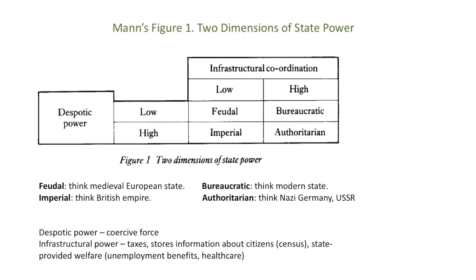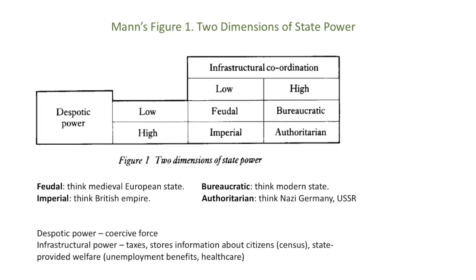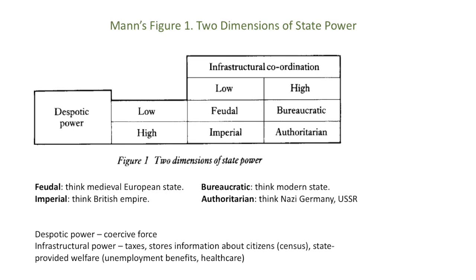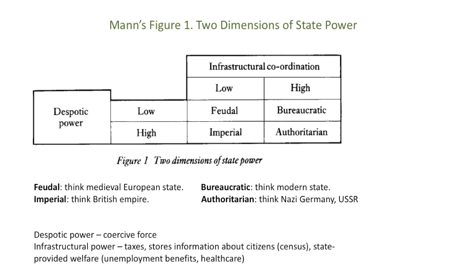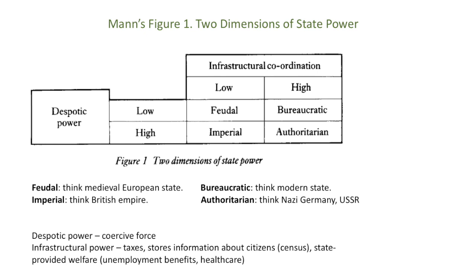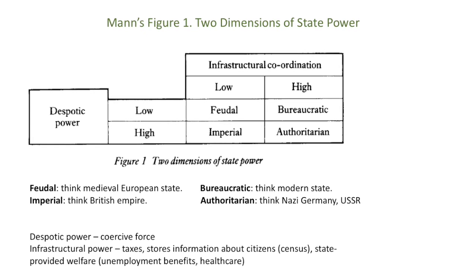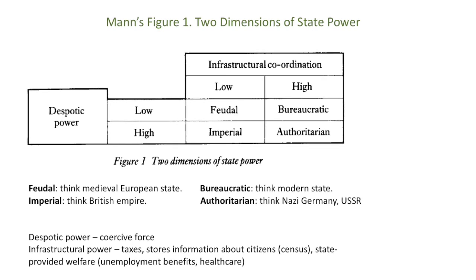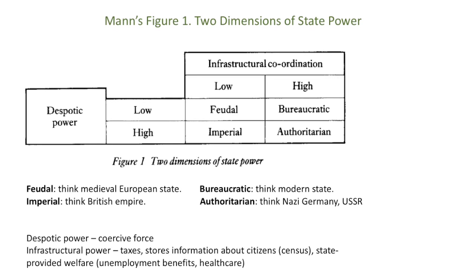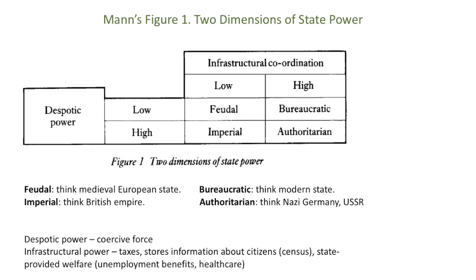And so you can see the different types of states. States with low despotic power, because basically coercive violence was privatized, and low infrastructural coordination are feudal states. States with high despotic power, think the British Empire, and low infrastructural coordination were imperial states. States with low despotic power and high infrastructural coordination are more modern states, and then states with high despotic power and high infrastructural coordination, think Nazi Germany being able to control all aspects of your life, are authoritarian.